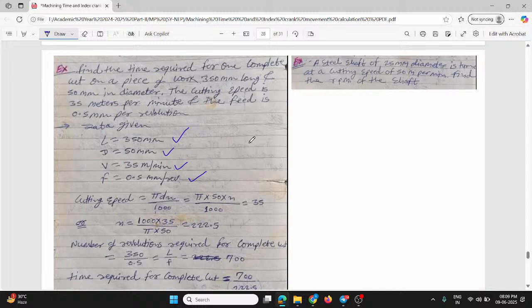but N is not known. So we can calculate the N by using this particular formula: cutting speed is equal to pi dN divided by 1000. So here the d is known, the cutting speed is known, so definitely we can calculate the N. So N is equal to 1000 into 35 divided by pi into 50. Accordingly we can get the N in RPM.